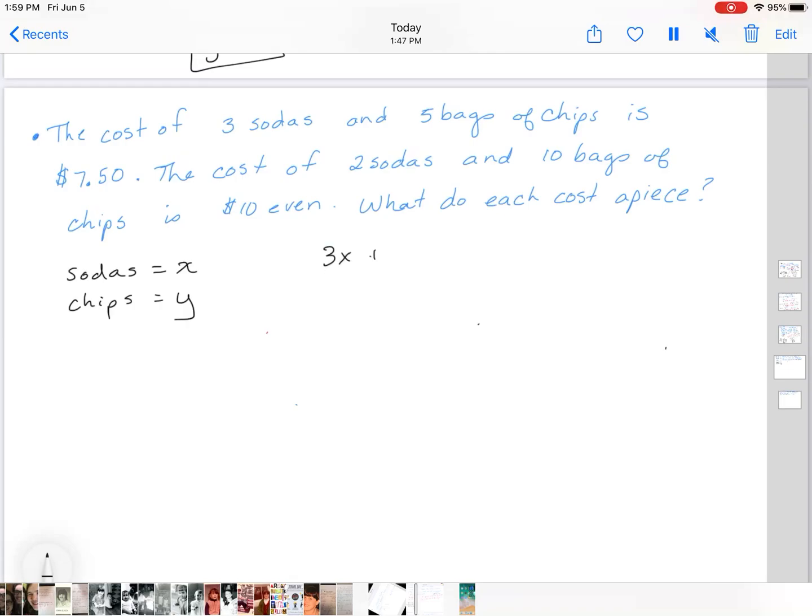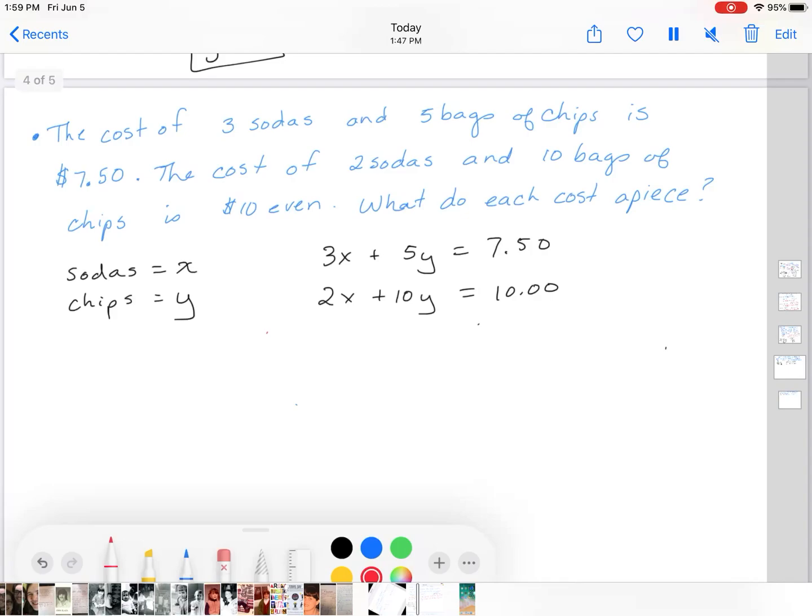So we're just going to lay these out based on the equation. 3X, 3 sodas, and 5 bags of chips, 5Y, is equal to $7.50. 2 sodas, 2X, plus 10Y, 10 bags of chips, is equal to $10 even. Now, I don't have the same coefficients, so I'm going to have to multiply one of them to get the same coefficients. I've got a 5Y and a 10Y, so if I multiply that first one by 2, I will get a 10Y in that one as well.